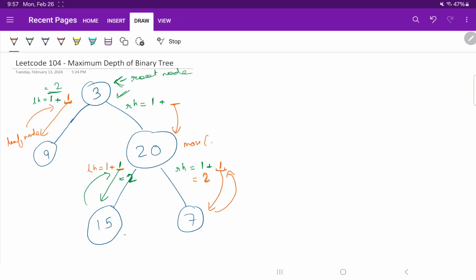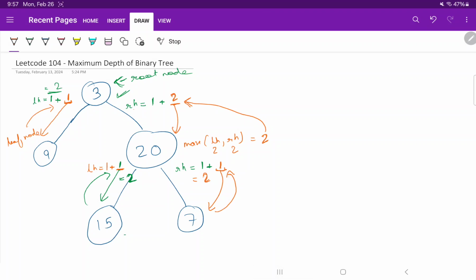So for node 20, what is the maximum out of the left hand side and the right hand side depth? Left hand side depth is 2, right hand side depth is also 2. So max of 2, 2 is 2. This is the value that is essentially returned by node 20 to its parent, node 3, and 2 is calculated here.